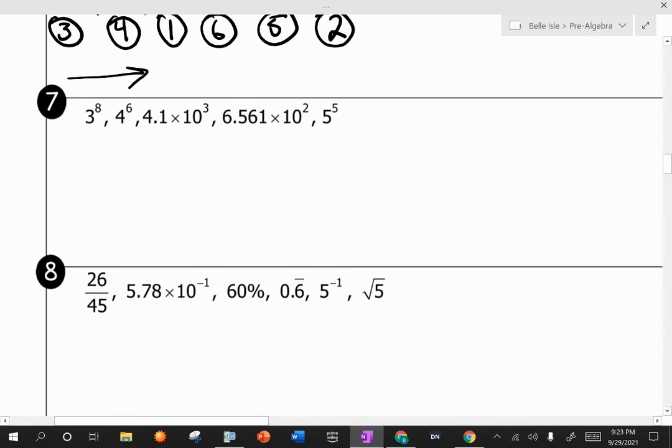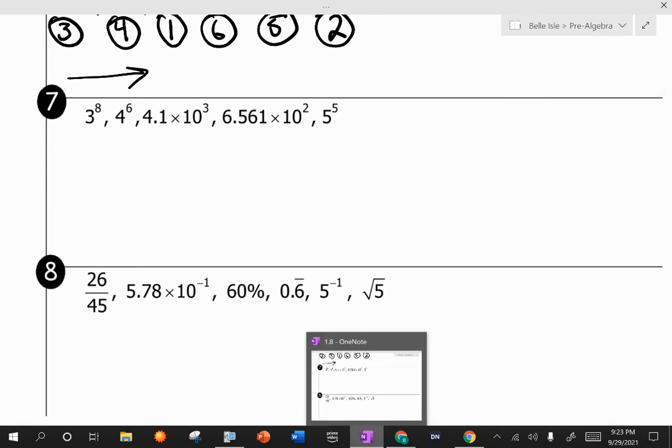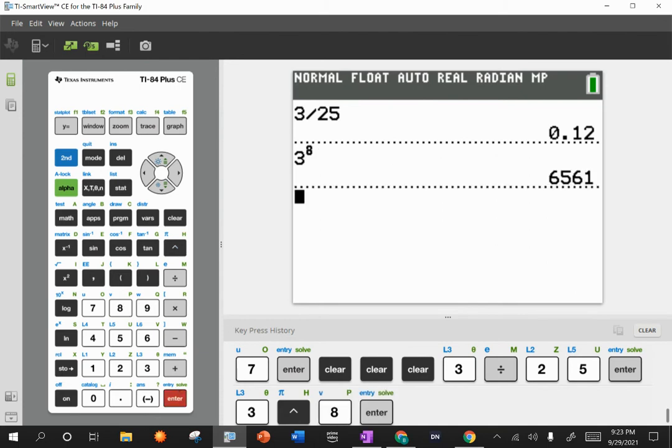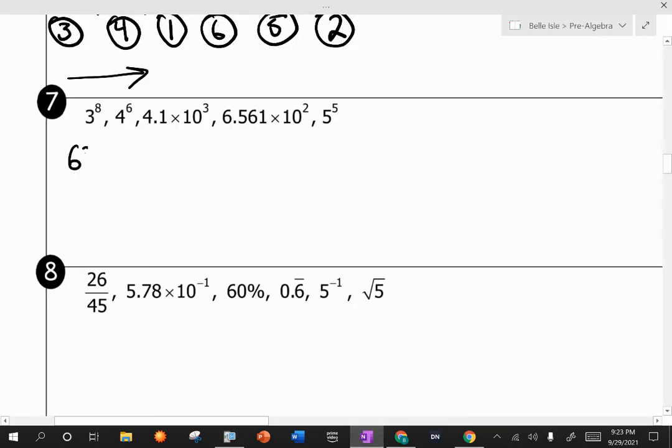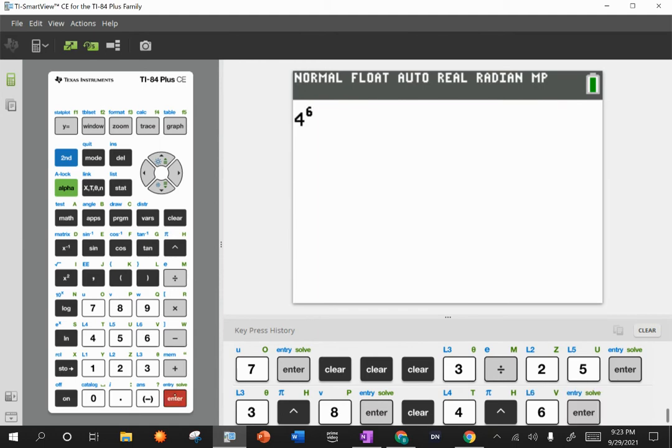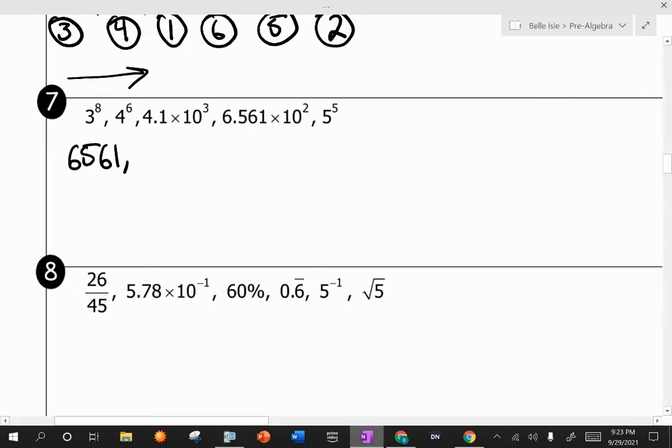Let me do number 7 with you. Number 7, we've got 3 to the 8th power, which is going to be 6,561. We've got 4 to the 6th, which is going to be 4,096. Okay, we've got 4.1 times 10 to the third.